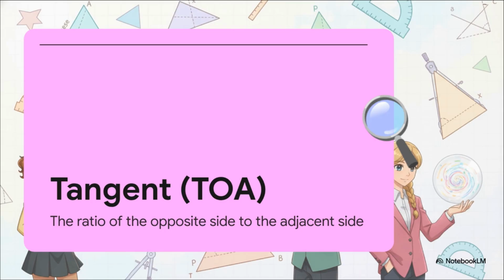Finally, we have tangent, represented by TOA. TOA means tangent equals opposite over adjacent. Now this is a vital tool. If you have the opposite side and you want the adjacent side, or vice versa, you're dealing with this OA relationship. Whenever you have an OA situation, you absolutely must use the tangent ratio. Notice that the hypotenuse doesn't factor into this one at all.